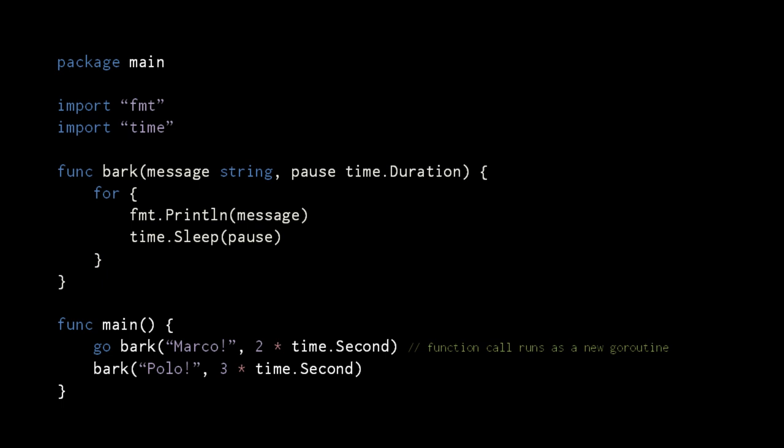Anyway, because the first call to bark here runs in a separate thread, the main thread will continue on to the second call to bark. The end result is we will see Marco printed every 2 seconds, interleaved with Polo printed every 3 seconds. Because thread scheduling is inexact and indeterminate, the pauses may sometimes be longer than the specified 2 and 3 seconds. However, they will never be shorter than 2 and 3 seconds.